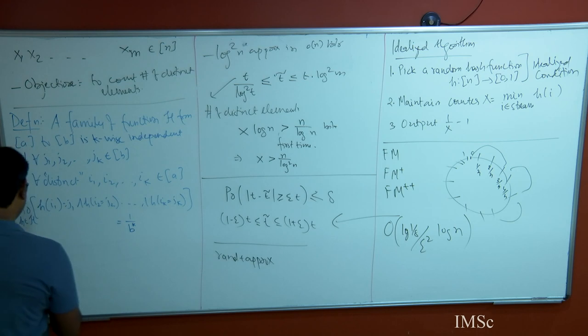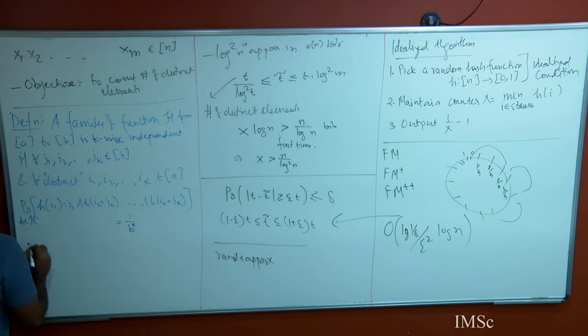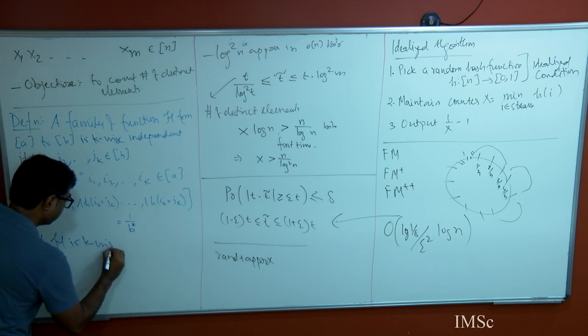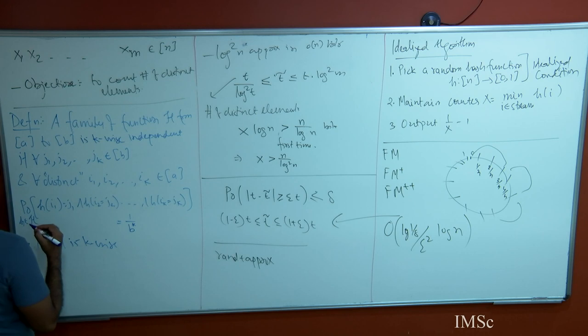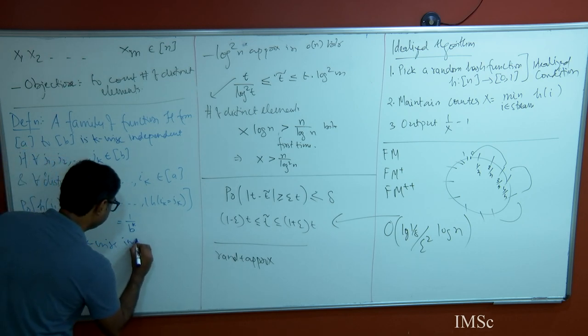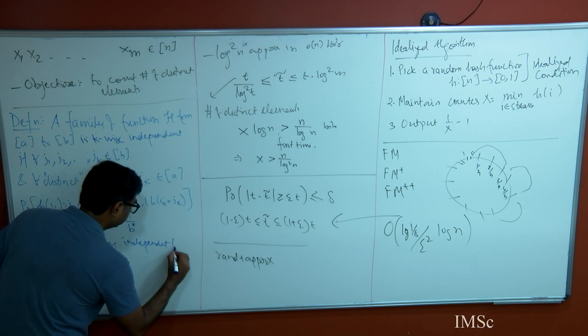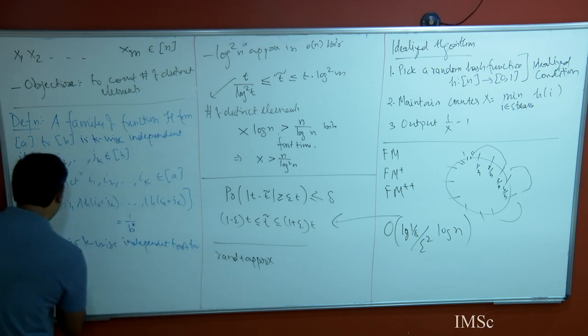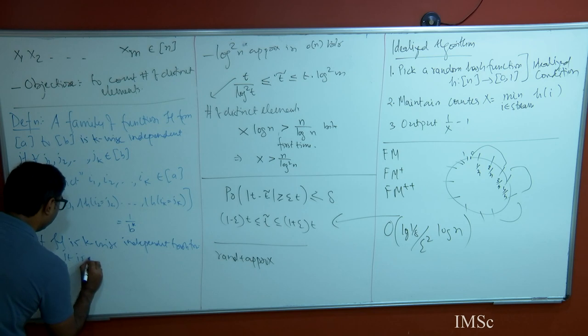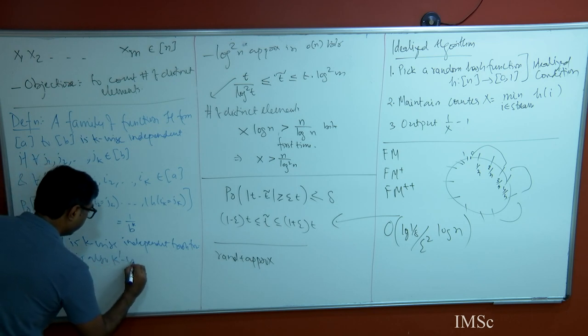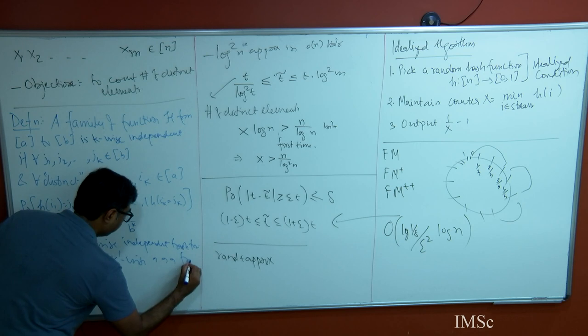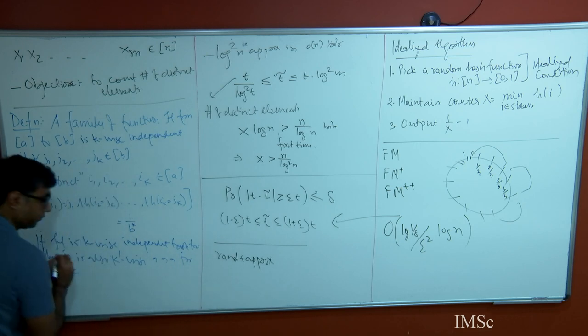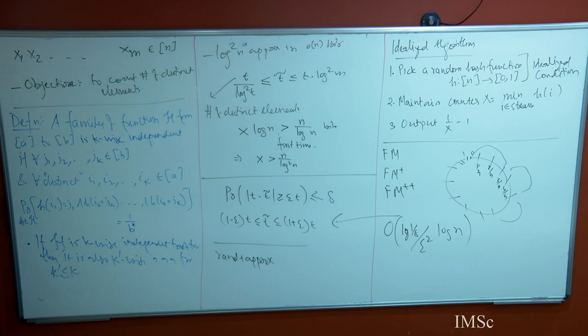You can also show, so this is something to show, if H is a k-wise independent hash function, then it is also a k-prime-wise independent hash function for k-prime less than or equal to k. Okay? It requires proof. It's not obvious, but you can prove this.